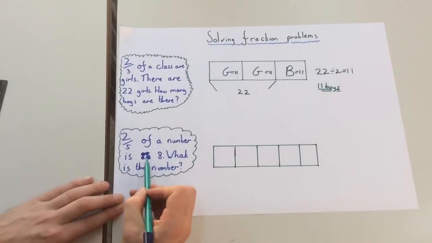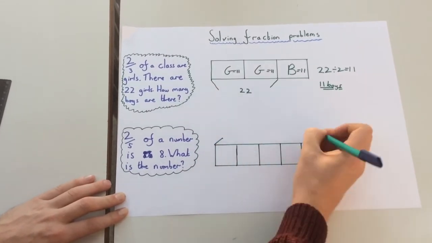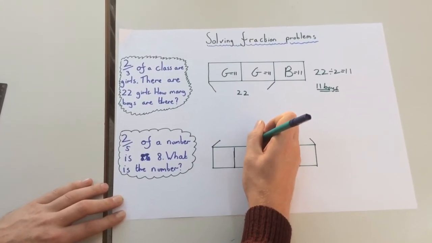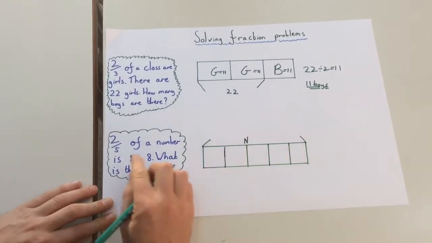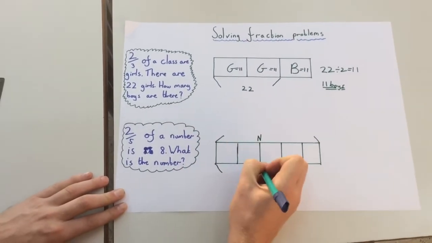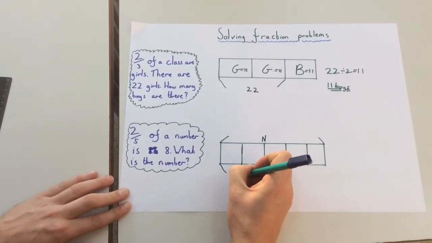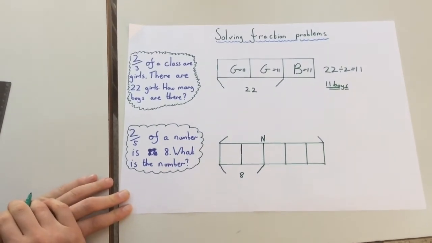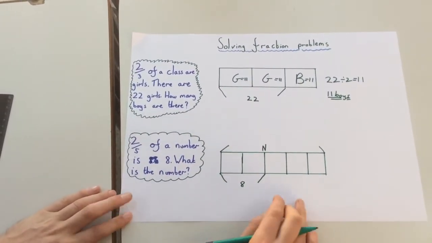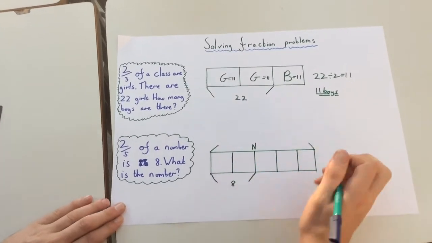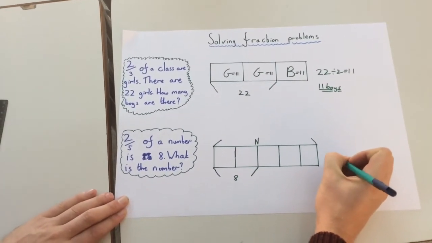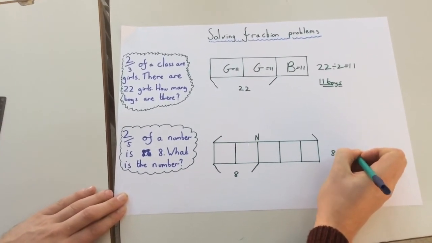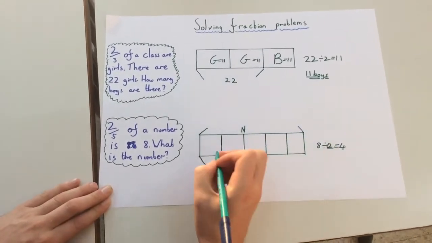Okay, so 2/5 of a number is 8. Well, I don't know what the number is then. Let's call this n. But I do know that 2/5 of it is 8. Okay, if 2/5 is 8, what's one part going to be? If that's 8, well, one part is going to be 8 divided by 2. So it's going to be 4.